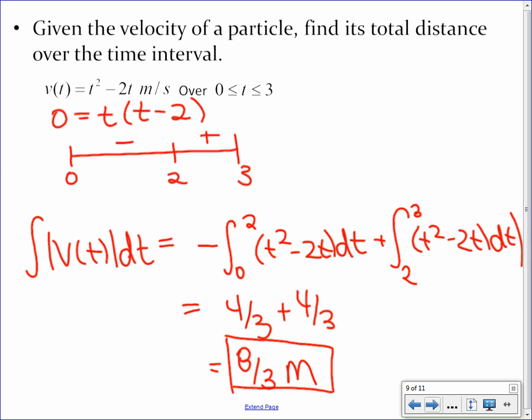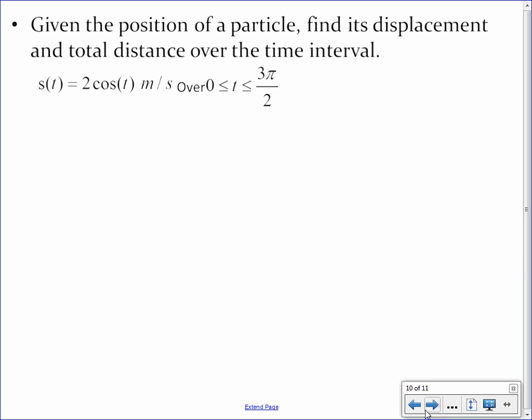Now we're not going to do this example. We're just going to talk about it because there's going to be some of these on your worksheet today. Here I'm asking for the total distance and displacement, and I give you the position function. To find distance and displacement, what do we need? We integrate the velocity function. So on these problems, you would need the velocity function first.